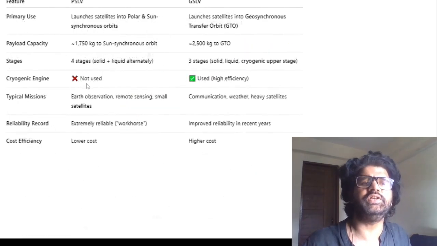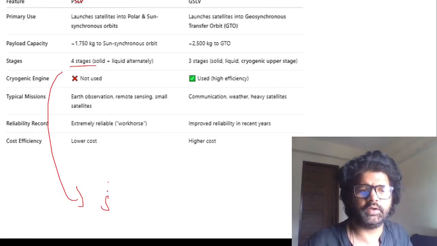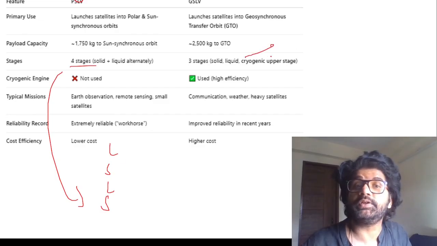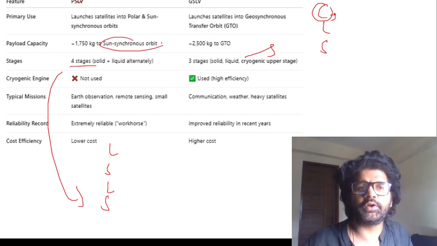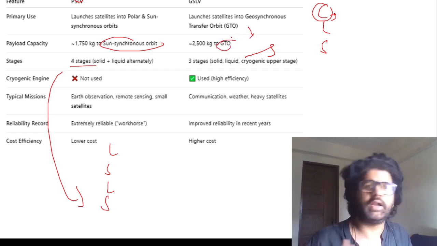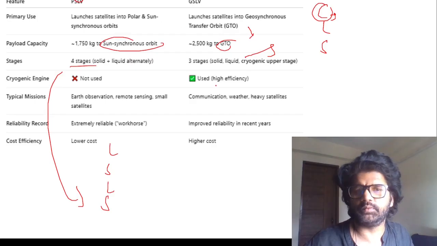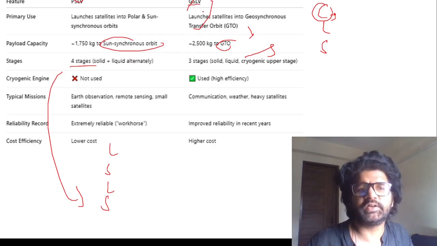PSLV versus GSLV. PSLV has 4 stages: solid, liquid, solid, liquid. GSLV has 3 stages: solid, liquid, cryogenic, which can work at low temperature and gives higher thrust in the vacuum. So PSLV, sun synchronous orbit. GSLV, geo transfer orbit, geosynchronous orbit, where satellites appear stationary. And GSLV is used to place heavier satellites.